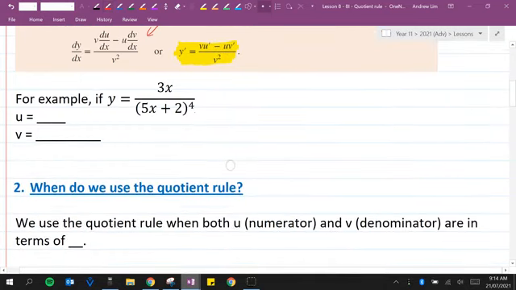So here's an example. If y is equal to 3x over (5x plus 2) to the power of 4, then u is equal to the top, the numerator, and v is equal to the bottom, the denominator.